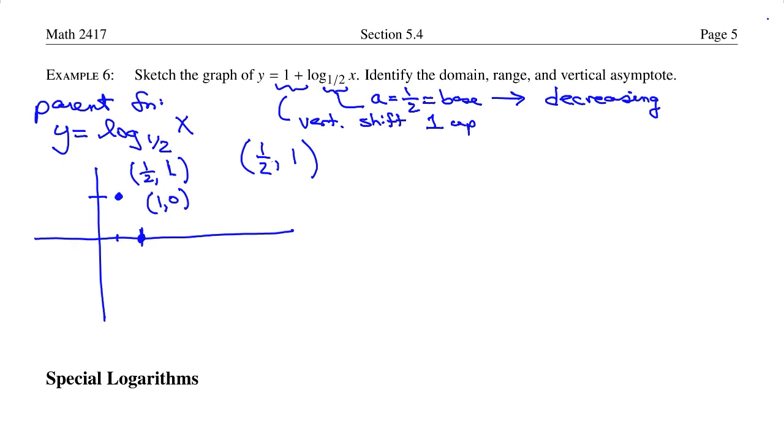And then the other point that we needed to graph was 1 over a, negative 1. But again, the a is 1/2. So 1 over 1/2, negative 1 would be 2, negative 1. So it comes out here. And there's 2, negative 1.